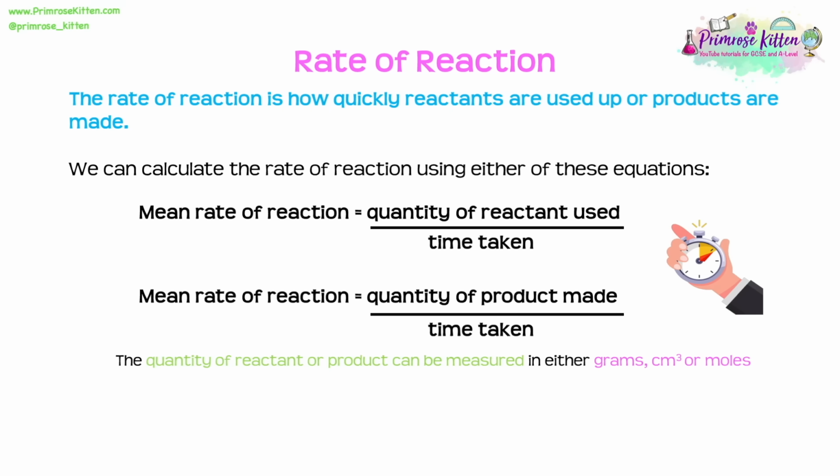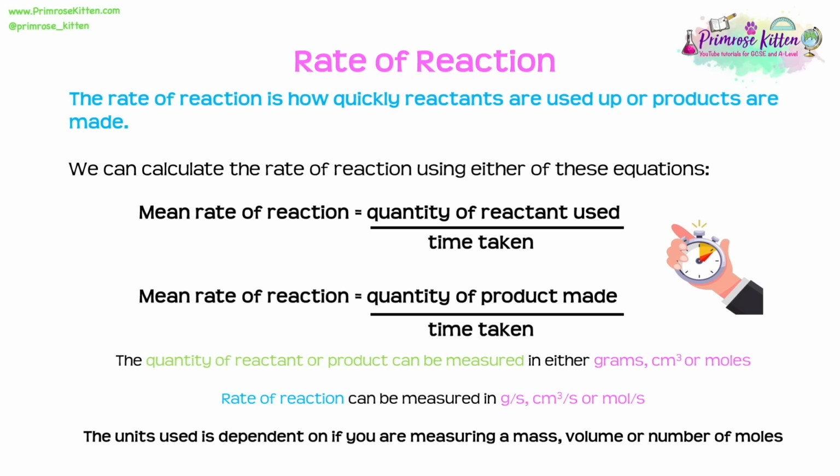Now, the quantity of the reactant or product made can be measured in a few different ways. It can be measured in grams if we're measuring a mass, in centimetres cubed if we're measuring a volume, or we can even measure it as moles. Dependent on how we measure the quantity of reactant or product will determine what the rate of reaction is measured as. So the rate of reaction could be measured in grams per second, in centimetres cubed per second, or as moles per second.